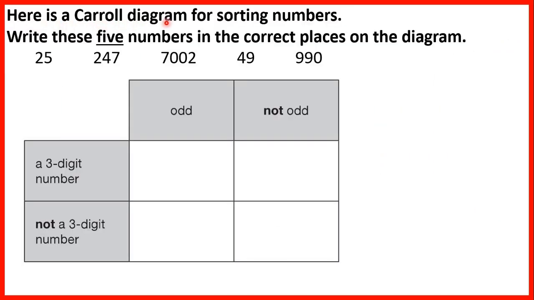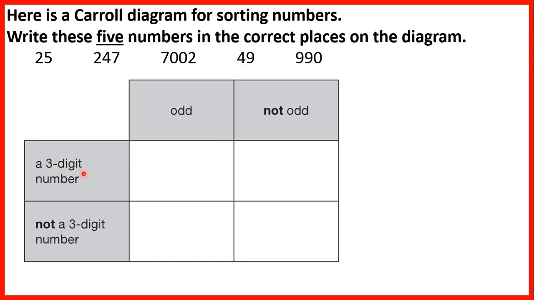Here is a Carroll diagram for sorting numbers. Write these 5 numbers in the correct places on the diagram. So we need to find whether these numbers are odd or not odd. So we need to remember that an odd number ends in 1, 3, 5, 7 or 9. So an odd number is not an even number. A number that is not odd is even because an even number ends in 0, 2, 4, 6 or 8.